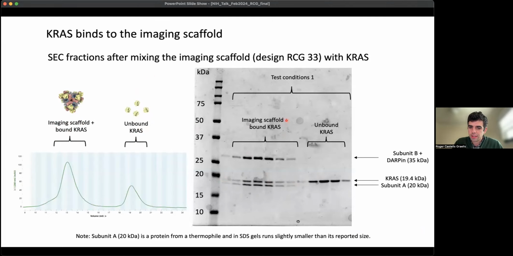And here in this image on the right, what you can see is an SDS-PAGE gel of the fractions from these peaks. In the first peak, you can see that we get 2 bands that correspond to the 2 components of the imaging scaffold. And then you have another band which corresponds to the bound KRAS protein. And later on, in the second peak, you get the excess unbound KRAS protein.